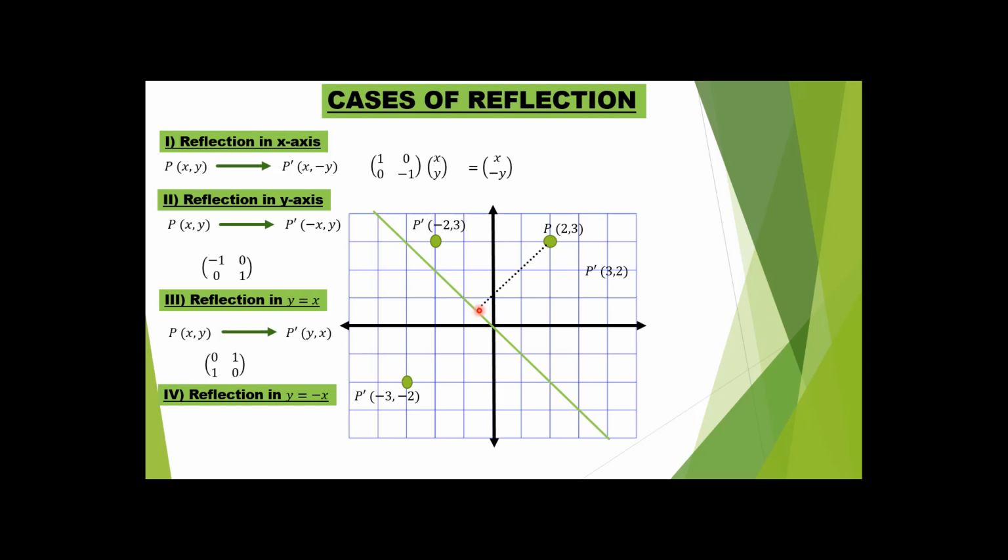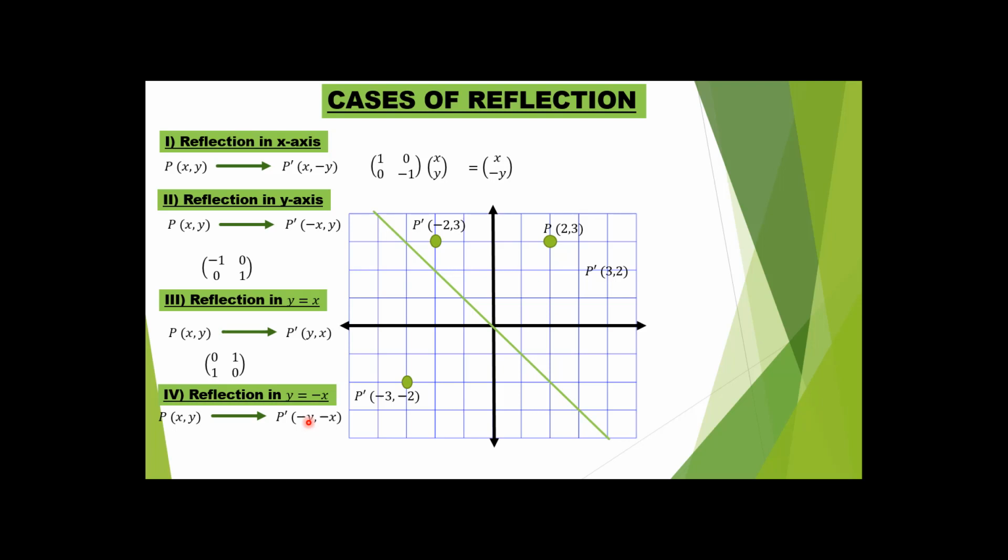Students, if you examine the coordinates of P and P dash, you will come to know there is a swapping of the coordinates as well as the sign reversal of the coordinates. So in general, if we want to reflect any point having the coordinates x and y in the line y equals minus x, we simply have to swap their positions as well as change their signs. So P(x, y) becomes P dash, whose coordinates are (minus y, minus x).